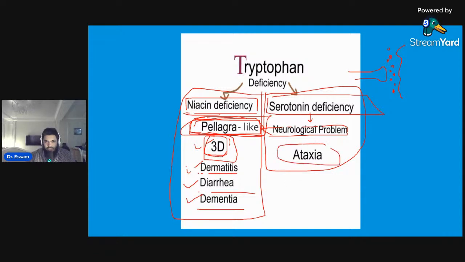So, like they said, ataxia means, let's just say, inability to walk. The person will not be able to walk properly because the neurotransmitters, especially serotonin, only serotonin actually, is not sufficient. Okay, so ataxia. Dermatitis, it's correct, it is inflammation of the skin.